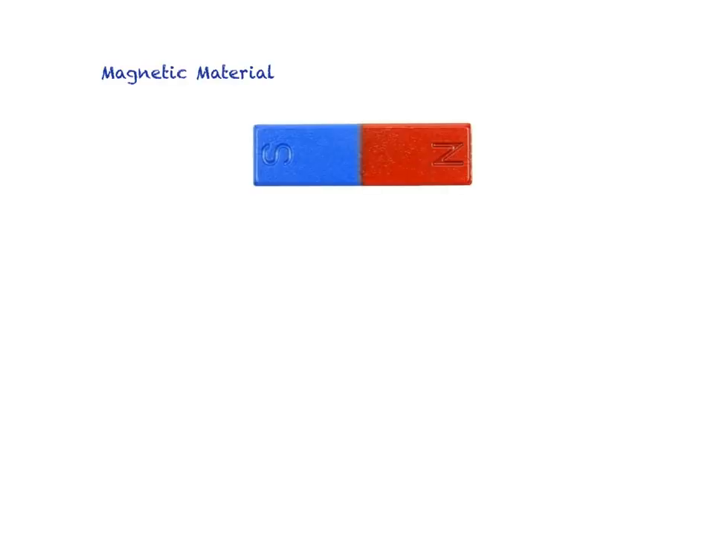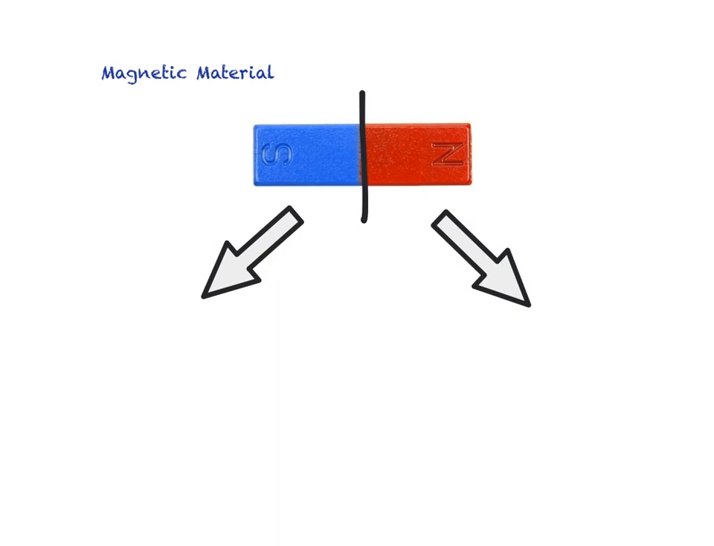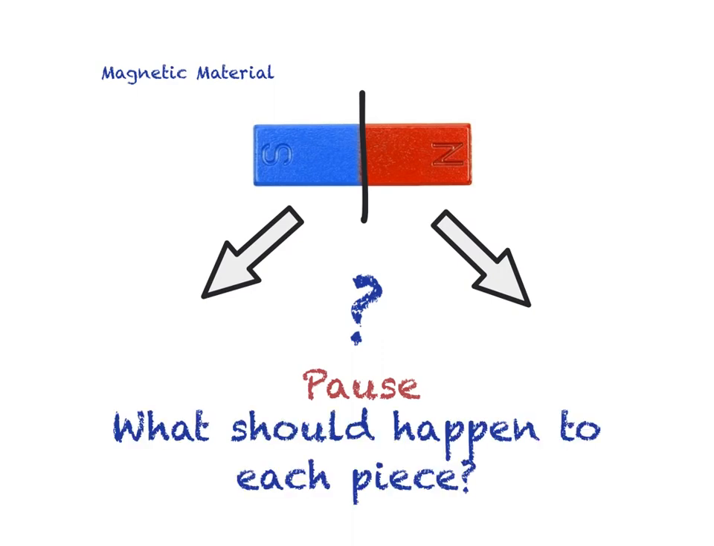Let's now dissect magnetic material. We can start this by chopping a bar magnet in half. Now before I give you the outcome of what will happen, I want you to pause the video and think about what you believe should happen to the two pieces of magnetic material that previously made up the bar magnet before it was cut in half.